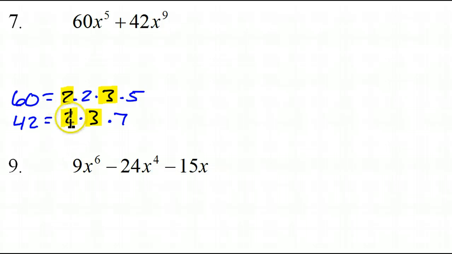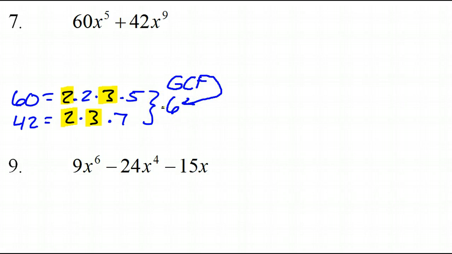It's got to be pairs. So I'm not going to highlight this 2 and then both of these 2's. It's got to be pairs. So they both have at least one 2, and they both have a 3. So that means if you multiply these common factors together, the GCF here is 6, because 2 times 3 is 6. Okay, so we just found that the GCF between 60 and 42 is 6.